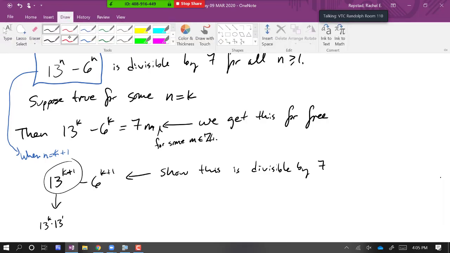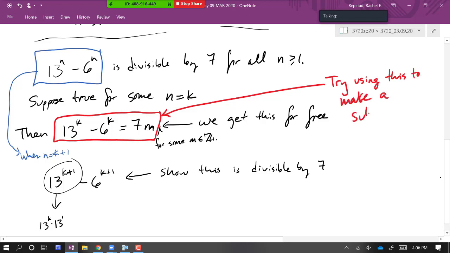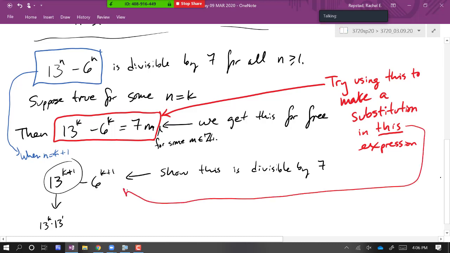And then keep in mind, we're going to use our induction hypothesis, right? This thing that we get for free, we better use it. So maybe try to make a substitution. If that's an equation we get for free, then we can rearrange that equation to make some substitution as we see fit. Okay? It's not the only way to do it, but I think it's the most straightforward way. It's the way most people choose to go.